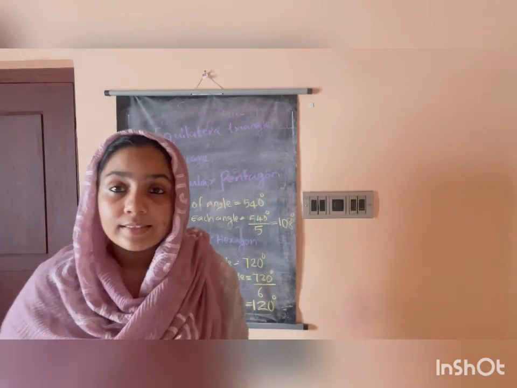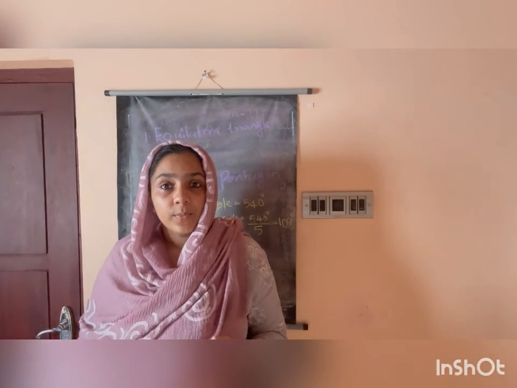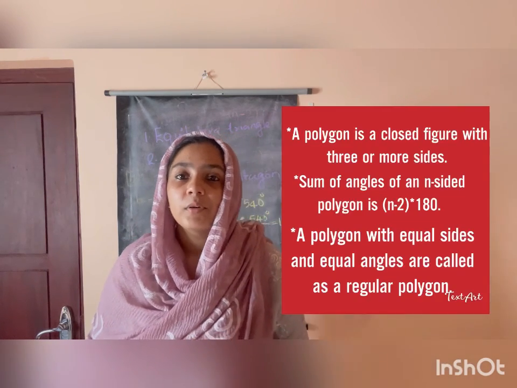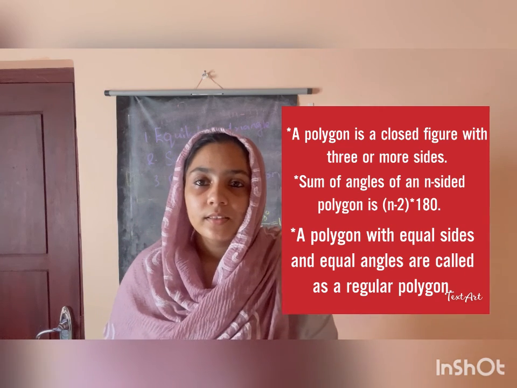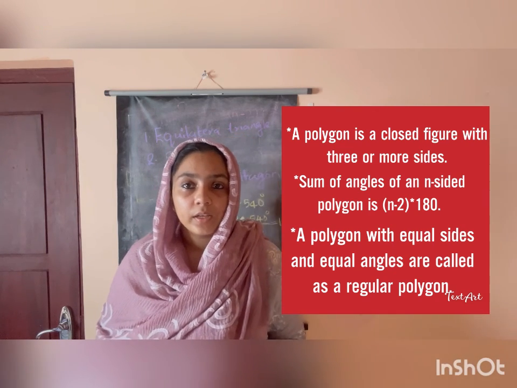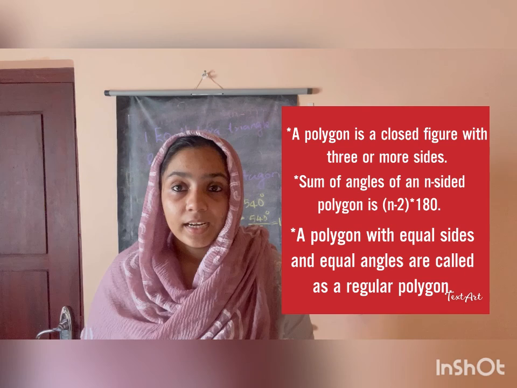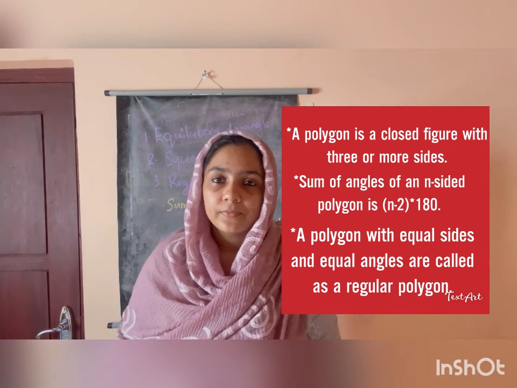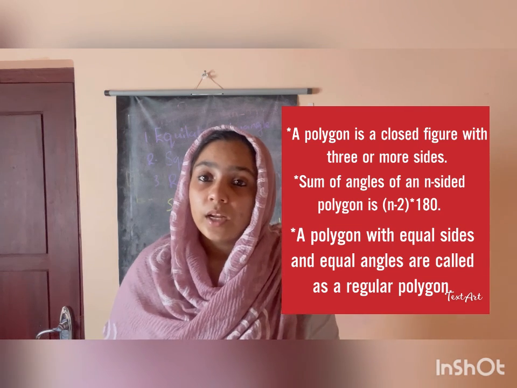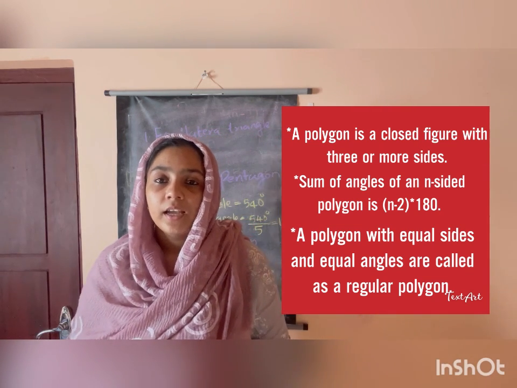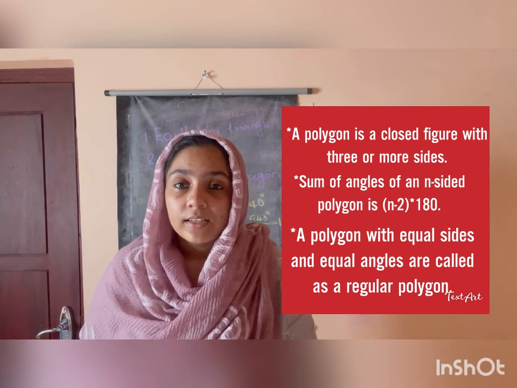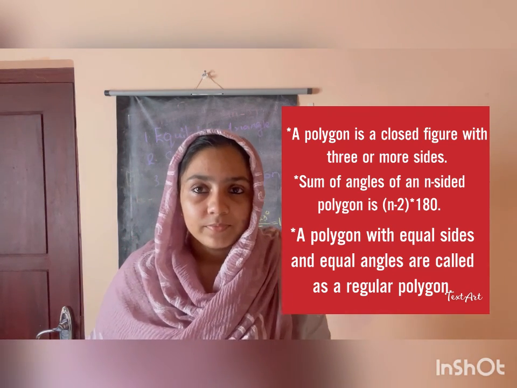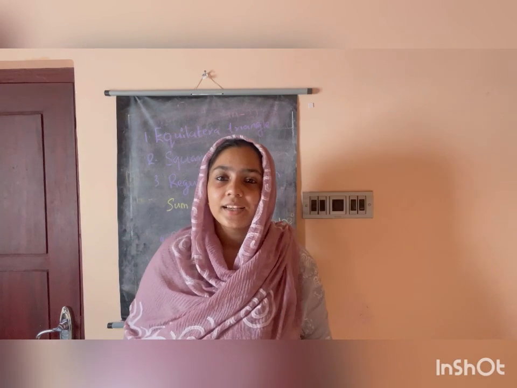Okay, what have we discussed today? Today we discussed polygon, sum of angles of a polygon, and about a regular polygon also. What was the definition of a polygon? Yes, a polygon is a closed figure with 3 or more sides. What was the equation to find the sum of angles of a polygon? Yes, the sum of angles of a polygon with n sides is n minus 2 into 180 degree. Then we discussed regular polygon. What is a regular polygon? A regular polygon is a polygon with equal sides and equal angles. All of you clear?